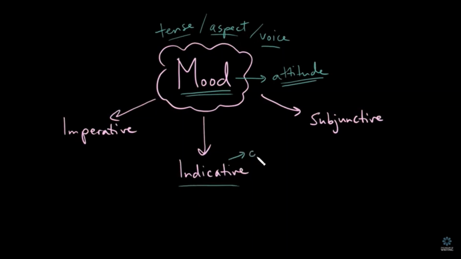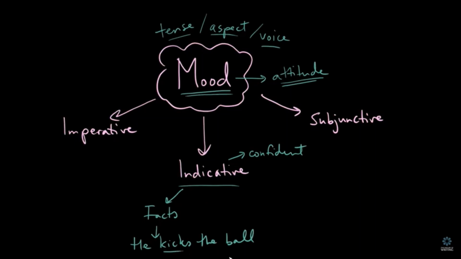The indicative is all about being fairly sure or confident in what you are describing. And that's why a lot of times with indicative, you're describing facts. So an example would be something like, he kicks the ball. Okay, he kicks the ball. That's our example here. This is a fact and I can observe it.